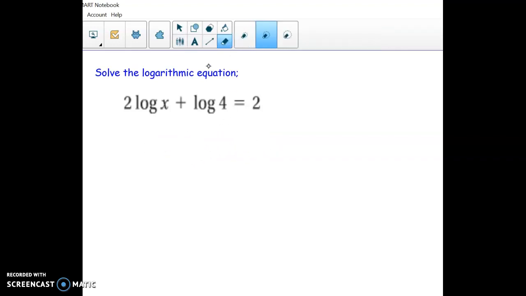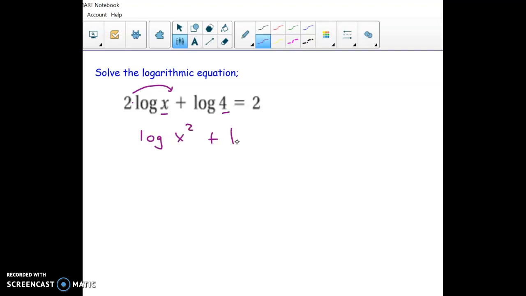So basically, I can make this into a single log. When this is add, we multiply the 4 and x. The only tricky part is that even before that, this 2 in front is kind of a mess, so I'm going to move it up. This is those properties from yesterday. So I have log plus log with no 2 in the front anymore.